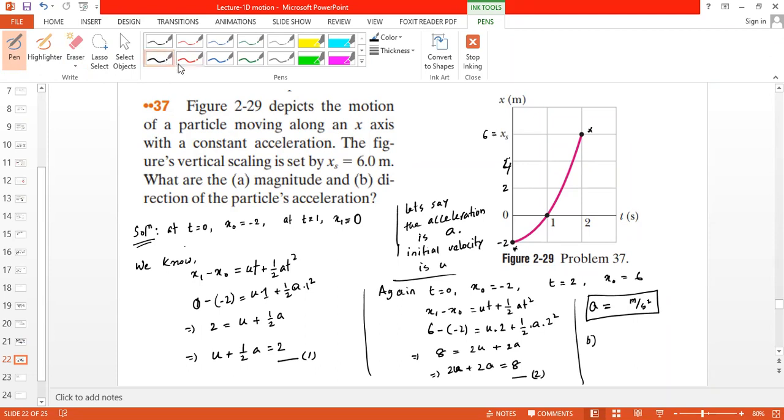So 2 into u means 2 minus a by 2 plus 2a equal to 8. This will give me 4 minus a plus 2a equal to 8. So 2a minus a, that is a, equal to 8 minus 4. A equal to 4, right? A equal to 4.